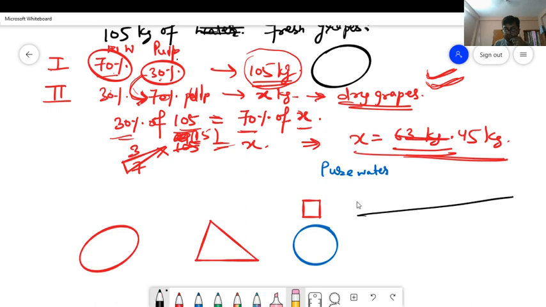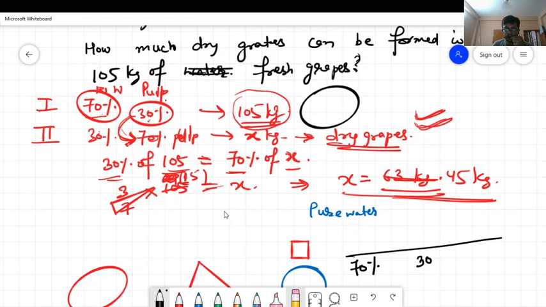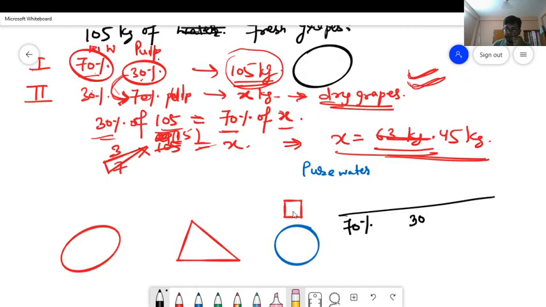Let's try it with the water concentration. What was the water concentration? 70% in the final mixture. Okay, in the final mixture it was 30%. Right. 30% of water. 70%. It won't work here. Okay, I have to check this out.